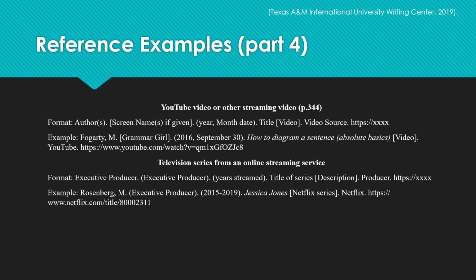So here in the example you see Rosenberg, M. would be the executive producer, the years that the video was streamed, the title of the series, Jessica Jones, and then I guess the description looks like it's a series, the Netflix series. So the producer would be Netflix, and then you have the website URL to access it.